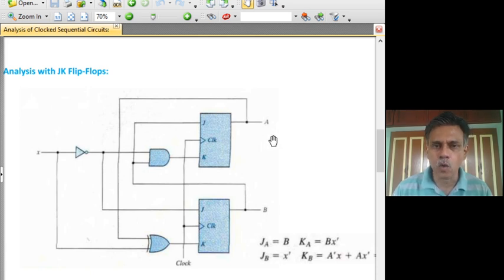If you want, we can always come up with an output based only on the state variables A and B, or both on the state variables A and B as well as the input X.